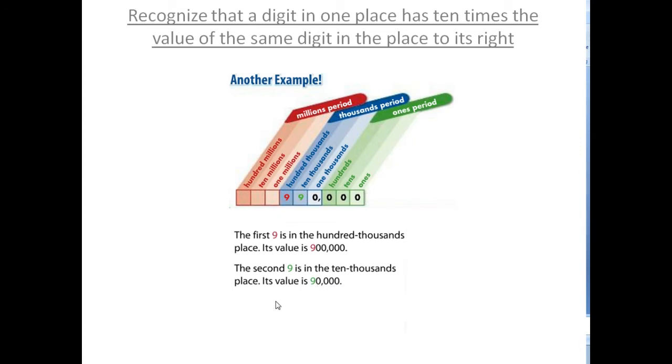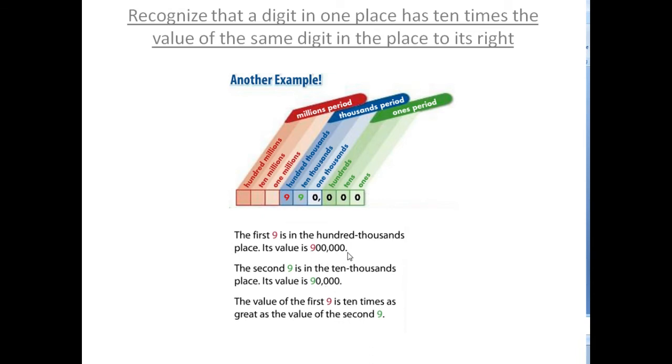The value of the first 9 is 10 times as great as the value of the second 9. That's because the two 9s are next to each other, no digit separates them. So the first 9 is 10 times the second 9. When you multiply the value of the green 9 by 10, you will get the value of the red 9. When you multiply 90,000 by 10, we are going to get 900,000, which is the first 9.